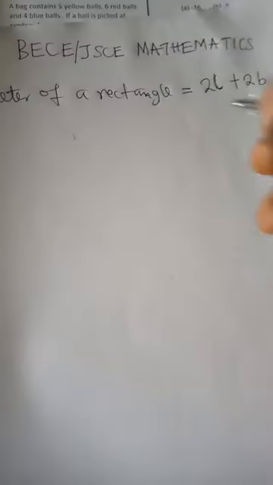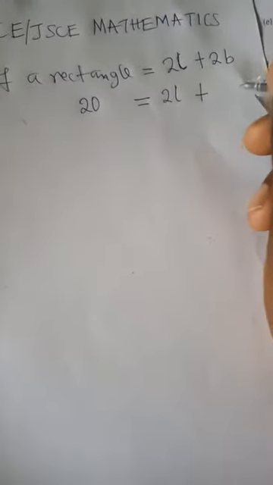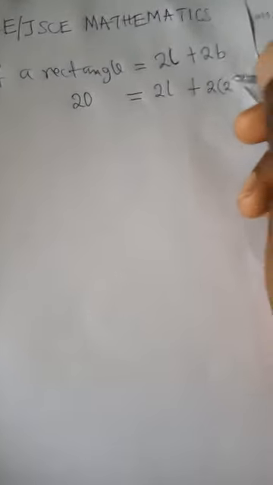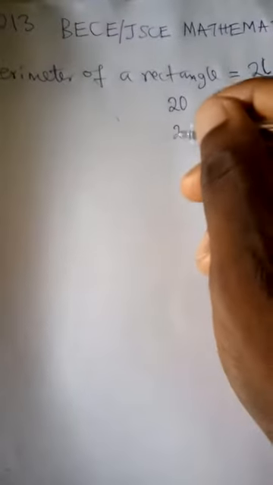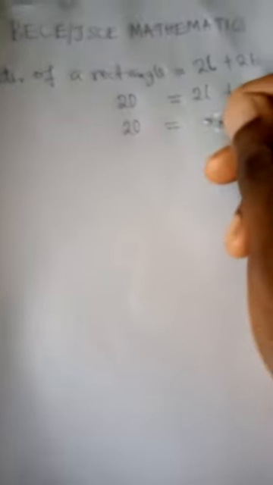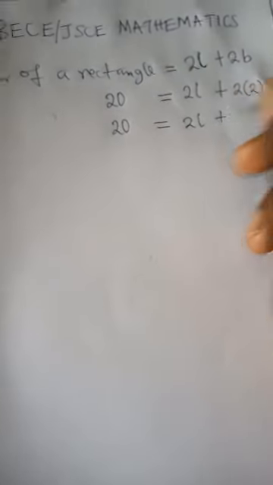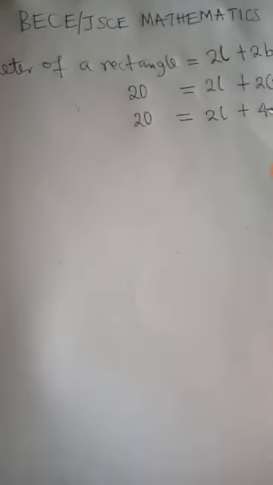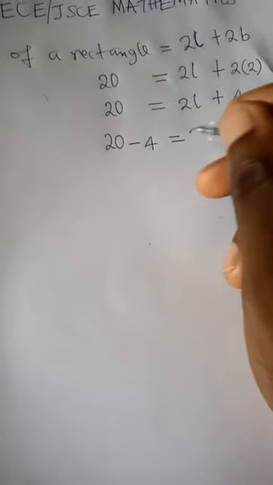So if that is clear enough, and we are told that the perimeter is 20 centimeters, we put 20. For the length, we are told that the breadth is 2 centimeters, so the length remains the way it is, and we put 2 in the place of the breadth, so that will be 2 times 2. Bring down the 20, we have 2L. Then 2 times 2 is 4. Having done that, we transfer this over to this side, so we have 20 minus 4, which will now be equal to 2L.